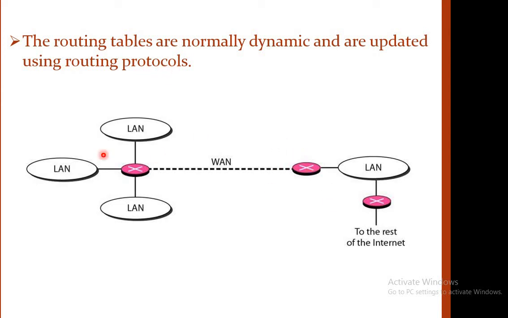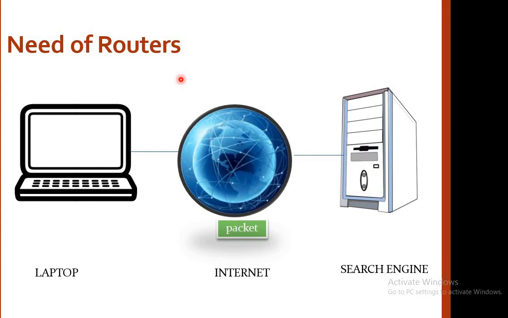So this is your routing protocol. This is your router. To that router we have connected 3 LANs, and in between the 2 routers is a wide area network, and through the WAN it is connected to the rest of the internet. Need of a router: routers are generally used in our offices where we need to connect our laptops, mobiles or any other devices to the internet. So for that we are using routers.